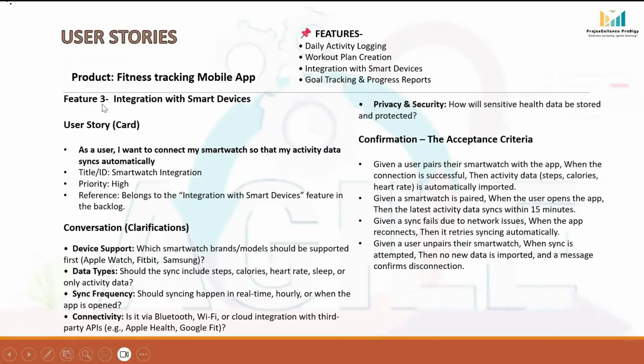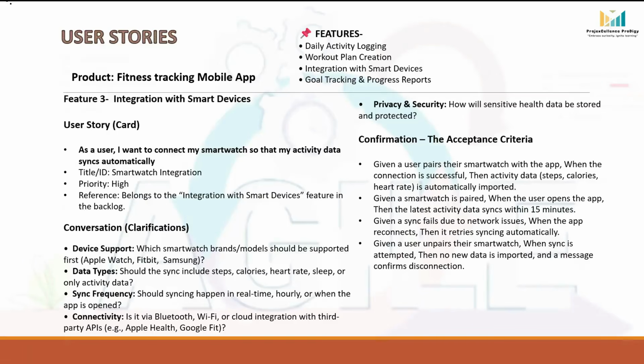Now let's look at feature 3, integration with smart devices. The user story here is: as a user, I want to connect my smartwatch so that my activity data syncs automatically. So this story is about making the app smarter by connecting it with wearables. The ideal title for this story is Smartwatch Integration. It carries a high priority and it belongs to the feature bucket called Integration with Smart Devices in our backlog.